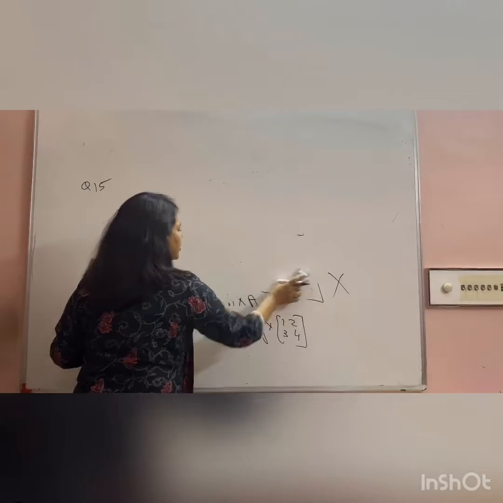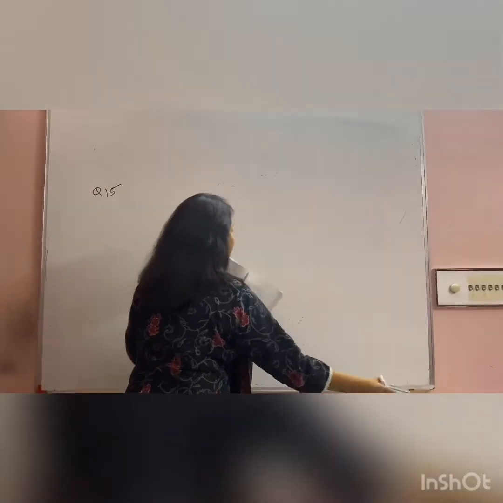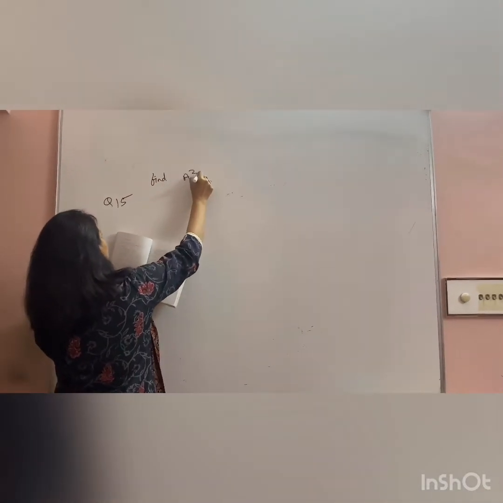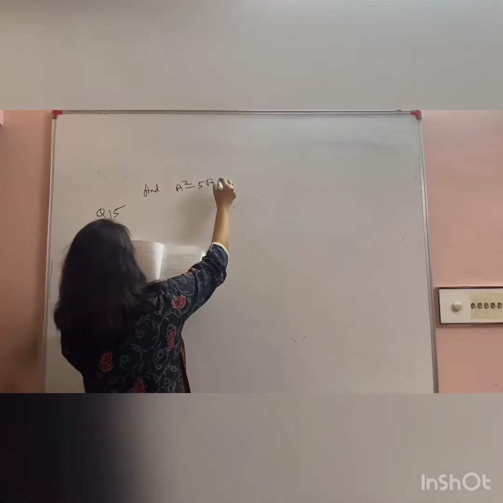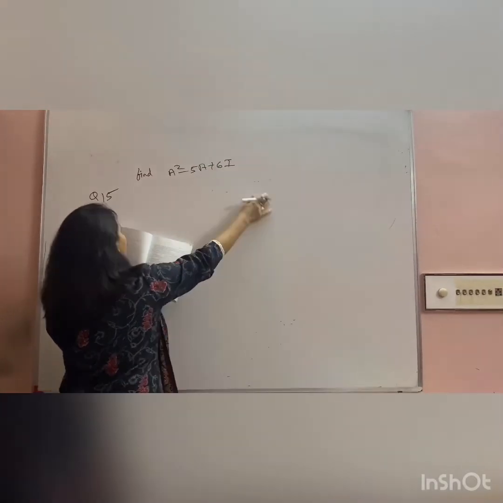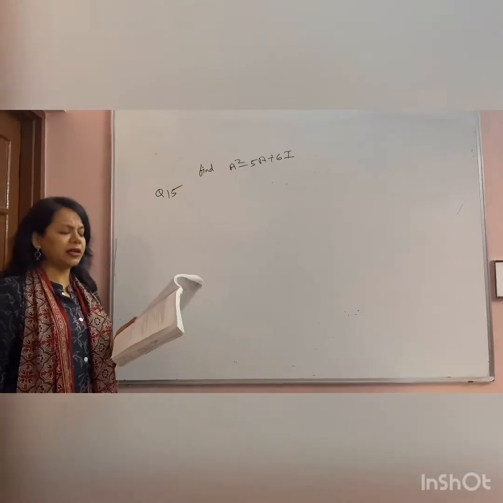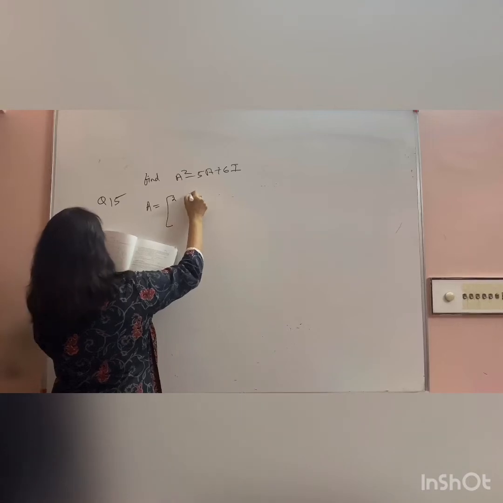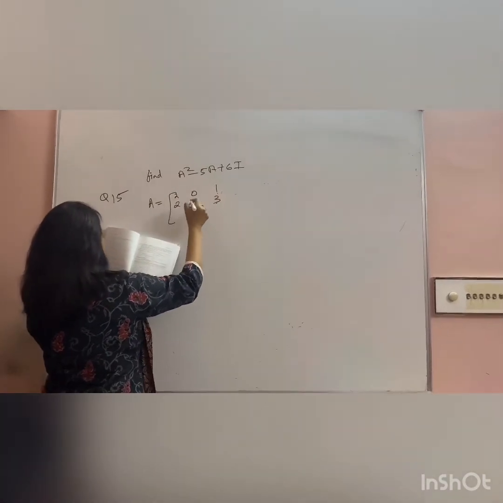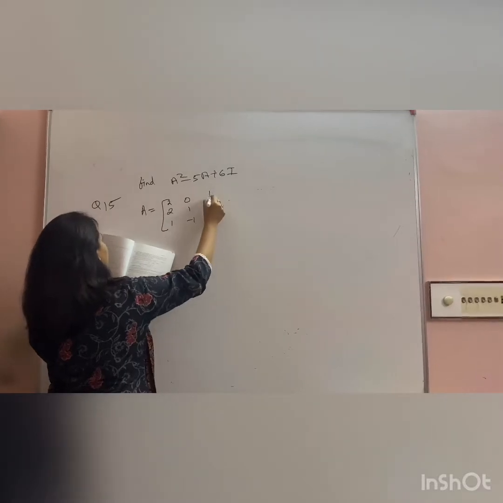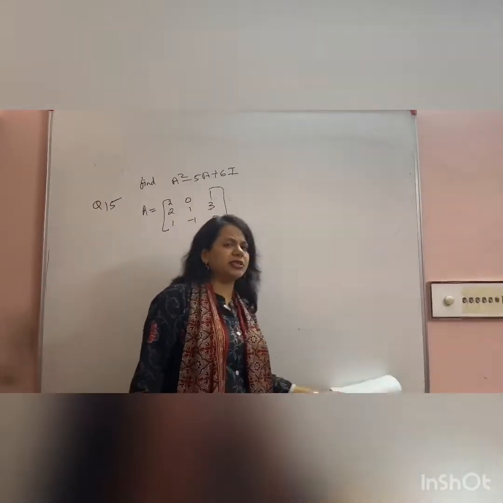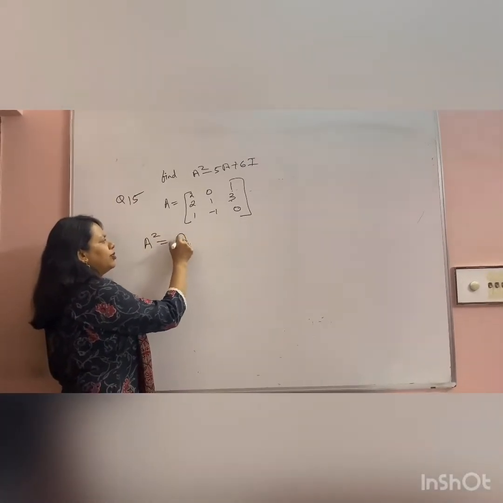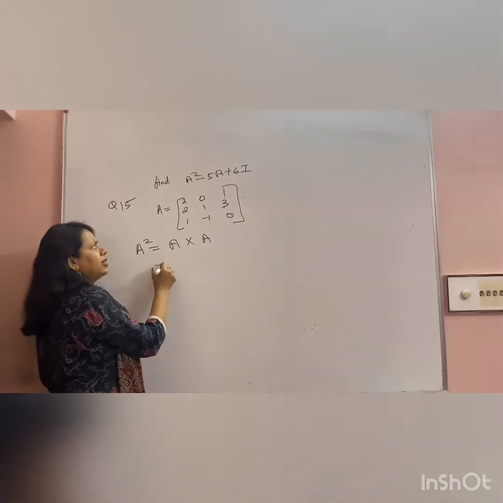Question 15, exercise 3.2 is what I am taking up. You're supposed to find A square minus 5A plus 6I, where A is given as [2, 0, 1; 2, 1, 3; 1, minus 1, 0]. This is my A matrix. So I have to find A square. As I told you earlier, how do we find A square? It is A into A.